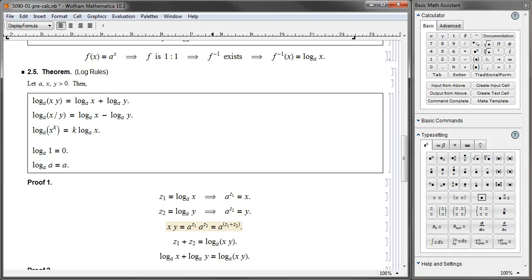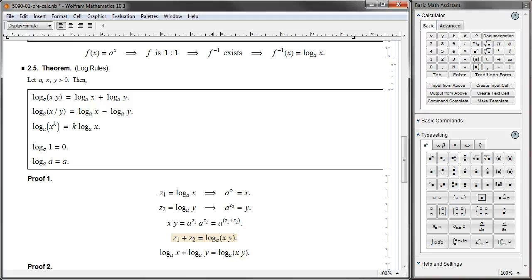x times y is a to the z1 power times a to the z2 power. Consequently, using the exponent rule, a to the z1 plus z2 power. Now, express this in terms of the logarithm by the definition. z1 plus z2 is equal to log a of x times y. And what is z1? It was log a of x. What is z2? Log a of y. So substituting, we get what we want.